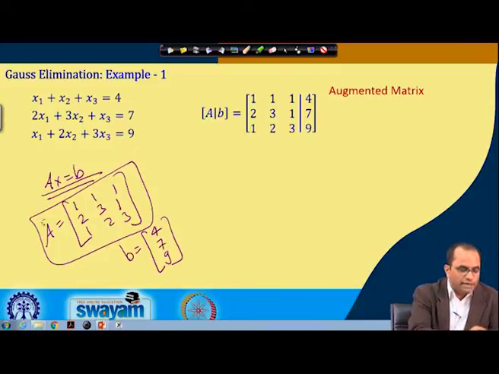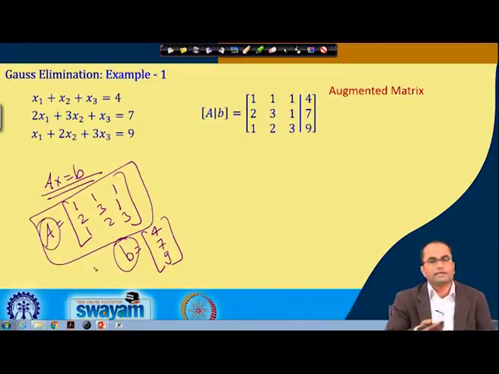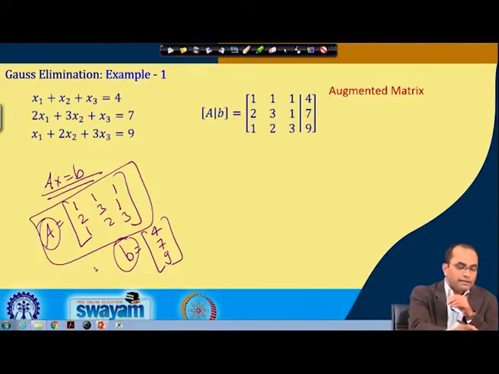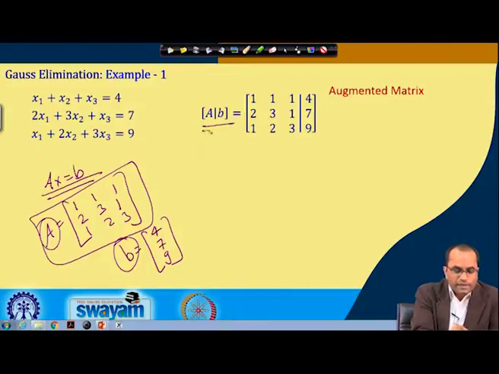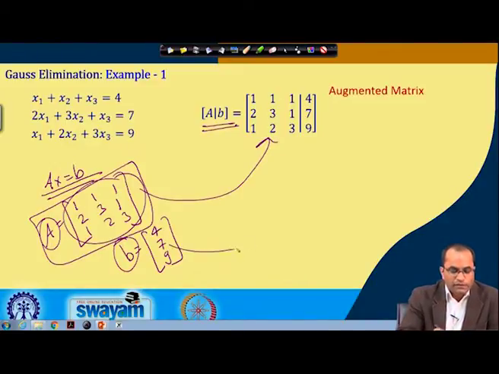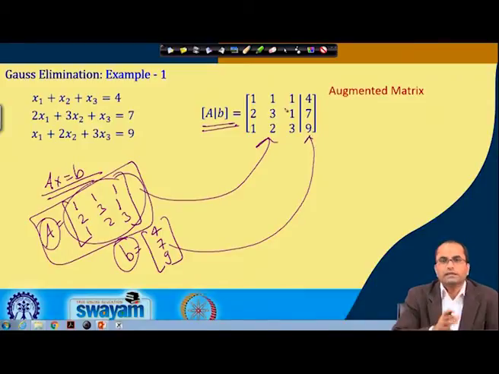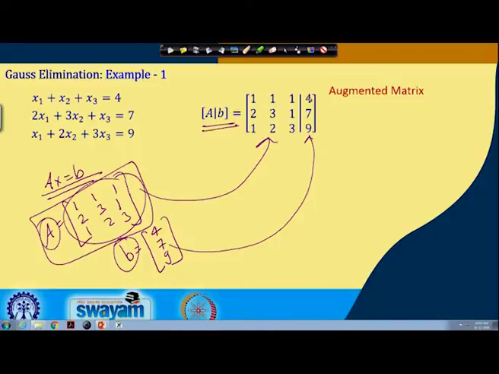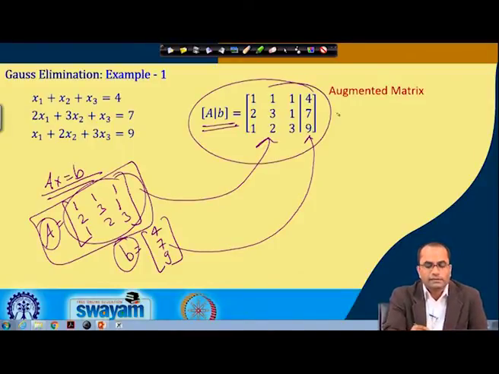So, the matrix A and the vector B have all the information of the given system of equations. In the augmented matrix, we collect this A, precisely 1 1 1, 2 3 1 and 1 2 3, and the B is augmented here as an extra column: 4, 7 and 9. This matrix we call the augmented matrix.